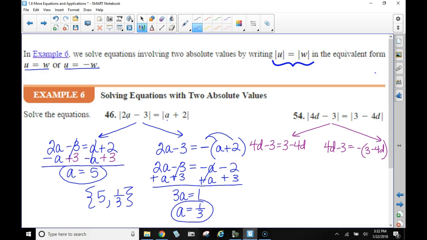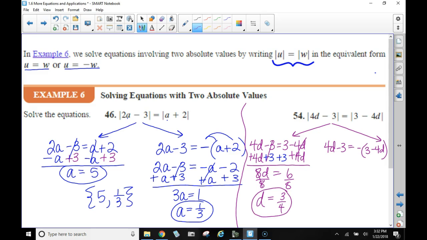All right. So let's see. Over here on this first one, I'm going to add 4d to both sides. So let's also go ahead and move the constants to the right-hand side by adding 3. So we will have 8d equals 6. Divide both sides by 8. And d is equal to a fraction that will reduce. 6/8 reduces to 3/4. Okay?